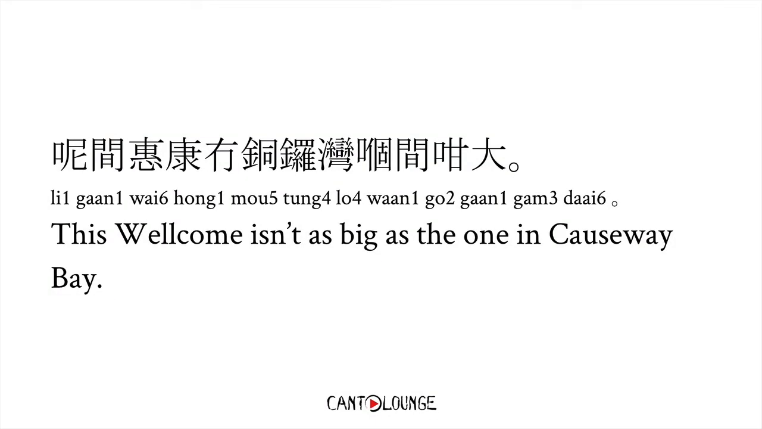Okay, so let's have a look at the example. Very simple example. 冇銅鑼灣嗰間咁大. So 銅鑼灣嗰間 would be the target of comparison. 大 would be the adjective. So the full sentence reads 呢間惠康冇銅鑼灣嗰間咁大. Welcome is a supermarket chain in Hong Kong. 冇銅鑼灣嗰間咁大 means it isn't as big as the one in Causeway Bay. So just remember the order is inversed in terms of the English word order and the Cantonese word order.